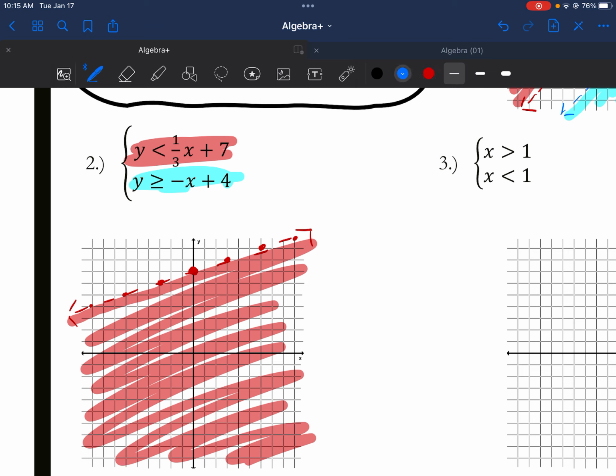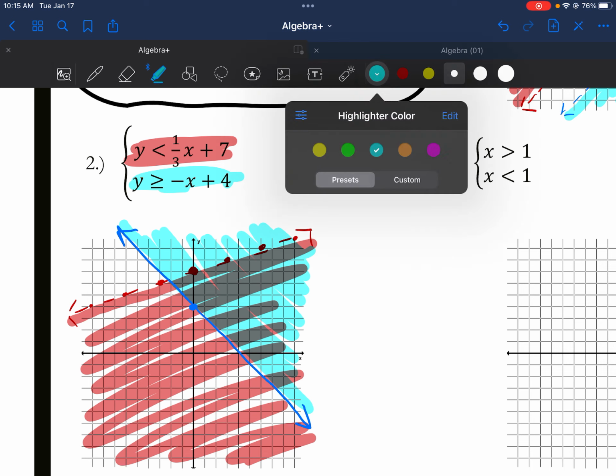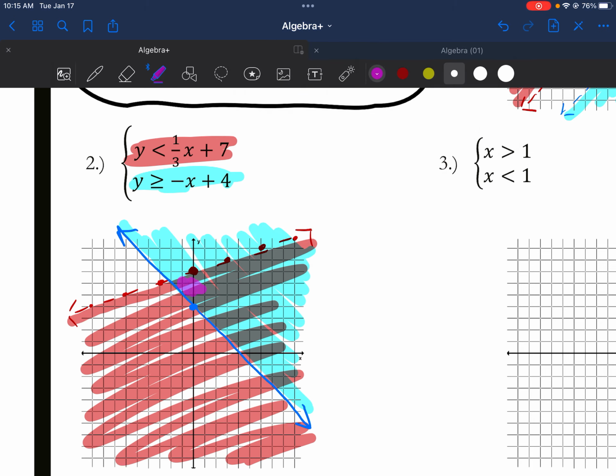Then I'm going to plot and graph my blue line. It's +4 and a negative slope, but the negative slope is solid because it says equal to. So I am going to graph that as a solid line. I then see y is greater than or equal to. So I go up from the y. So it's everything above this line. If you notice, there is an overlap. I'm just going to darken it here with this purple paint just so that we can literally see it.